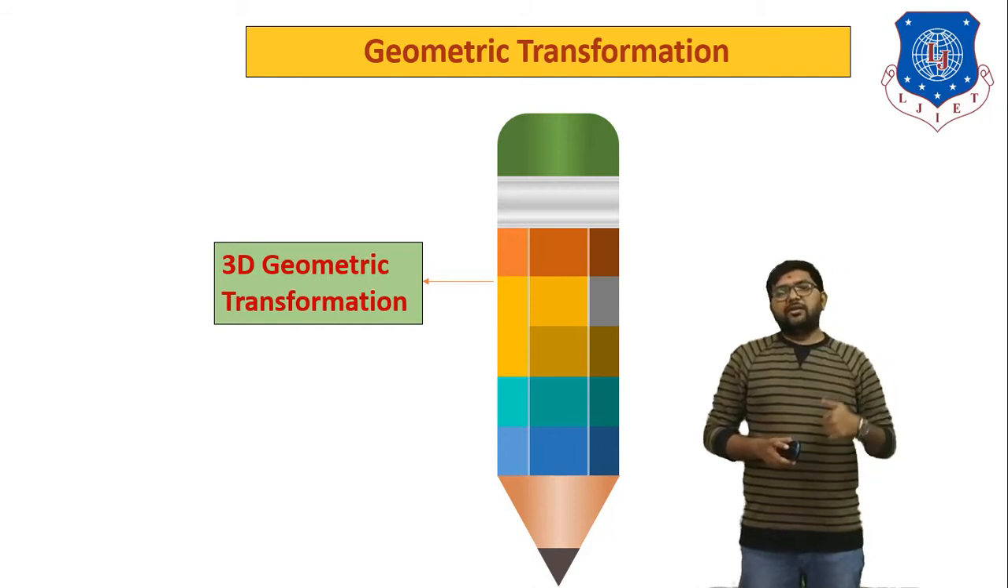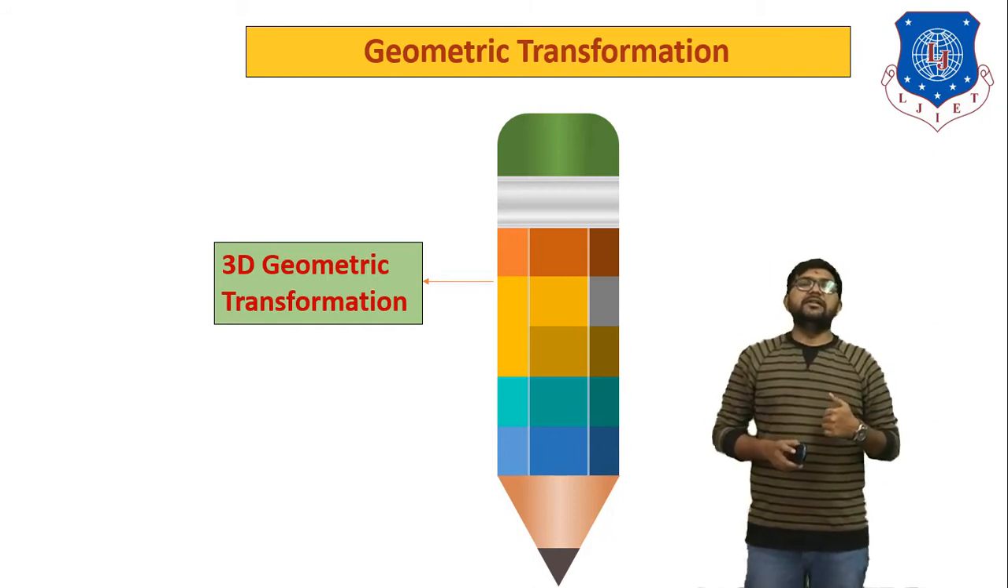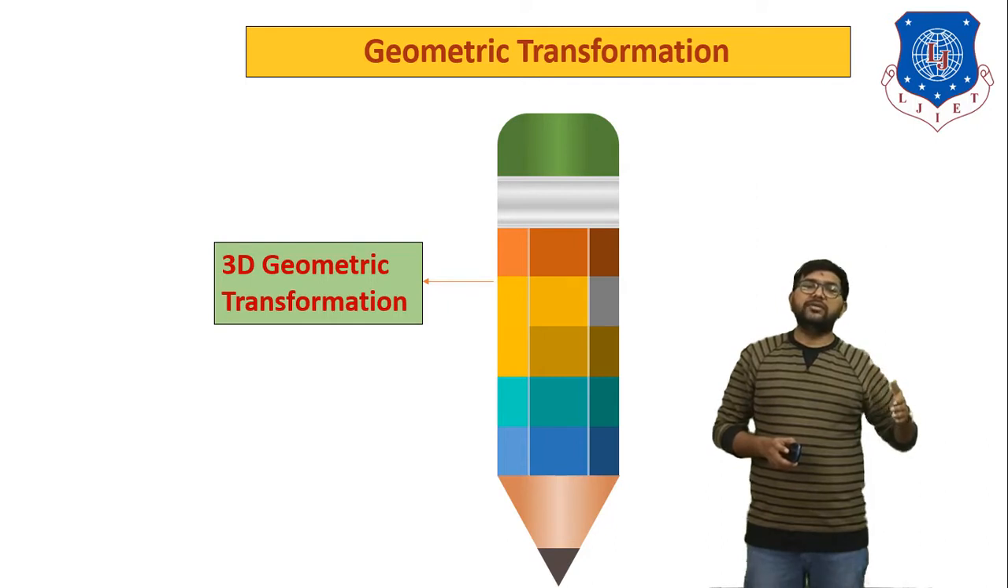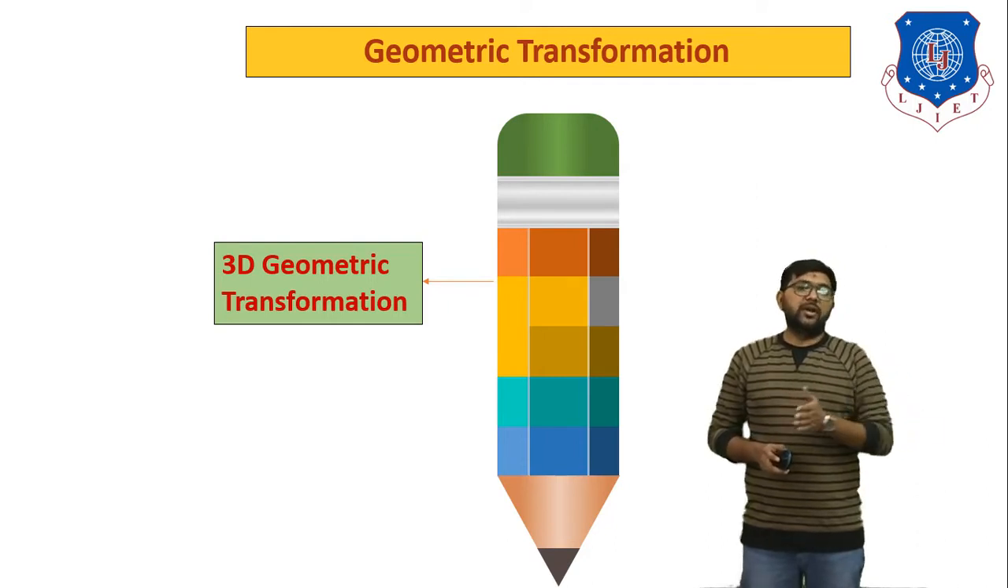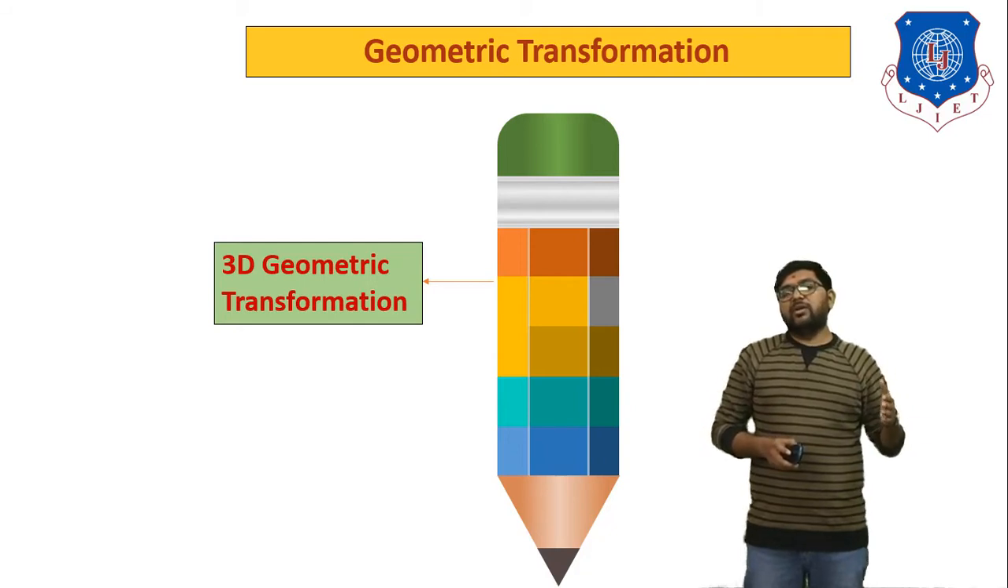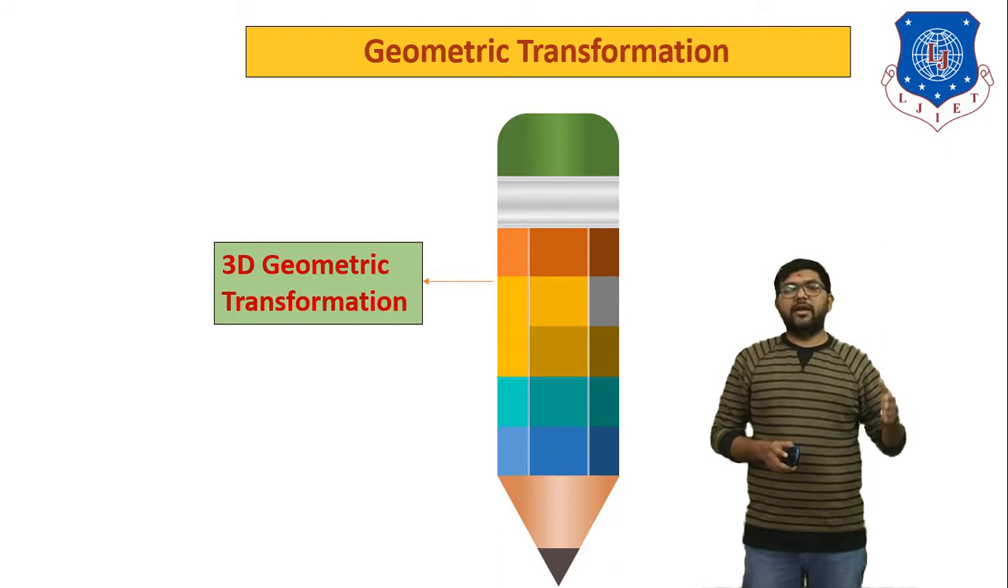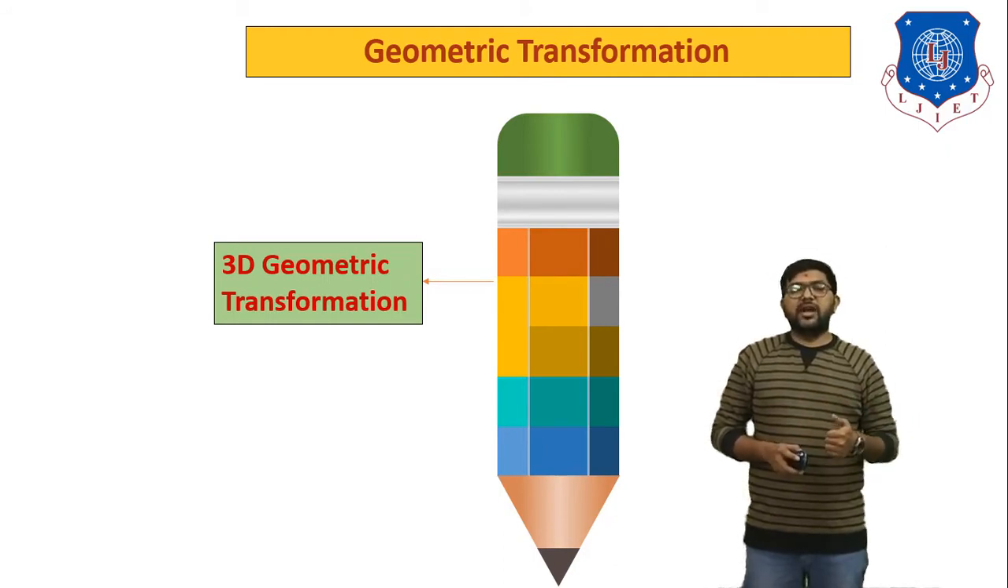In today's session we have to discuss three-dimensional geometric transformation. In this lecture we have to derive equations for all the processes of geometric transformation for three dimensions. In three dimensions we have to consider all three coordinates, the x coordinate, y coordinate, and z coordinate. So in today's session we start 3D geometric transformation.